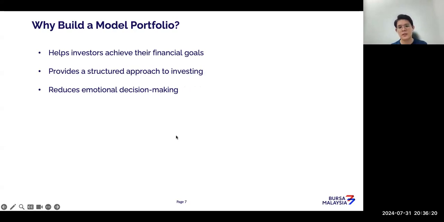The second one is it brings a structured approach to investing, ensuring that all decisions are made within a best-practice framework. The third is that it can reduce our emotional decision making. When the market fluctuates, it is easy to react impulsively. A model portfolio can help to keep our emotions in check by sticking to a well thought out plan.